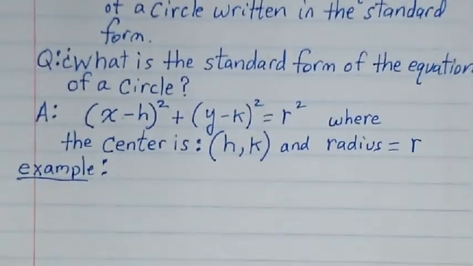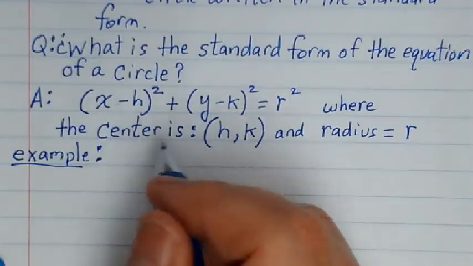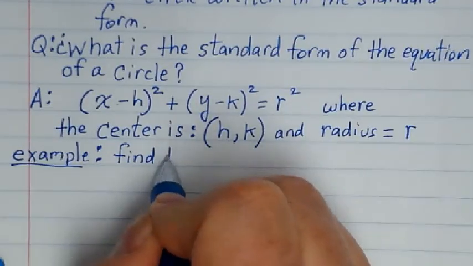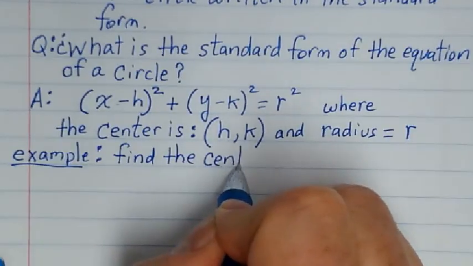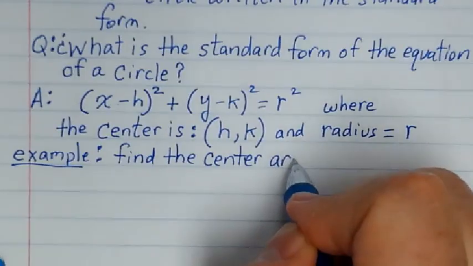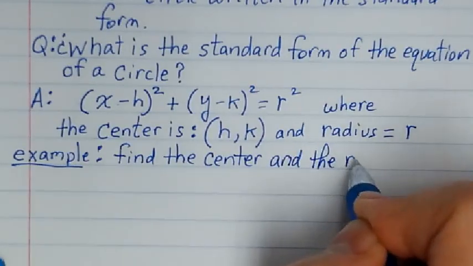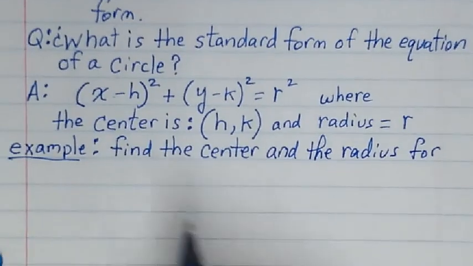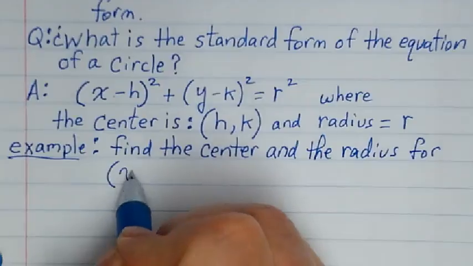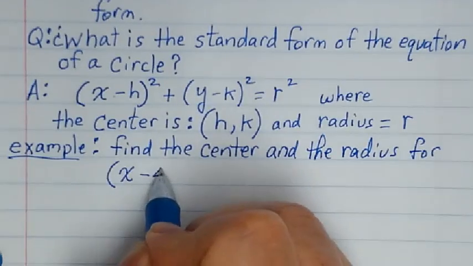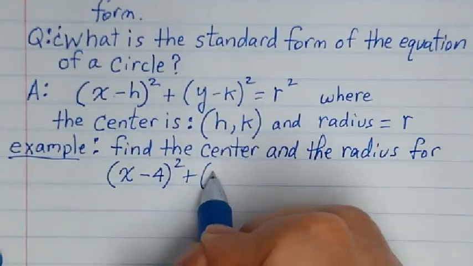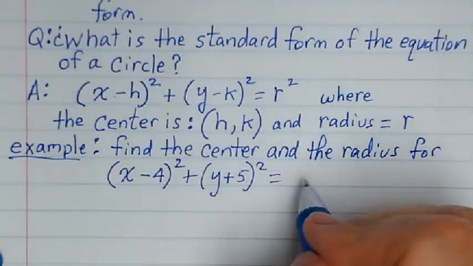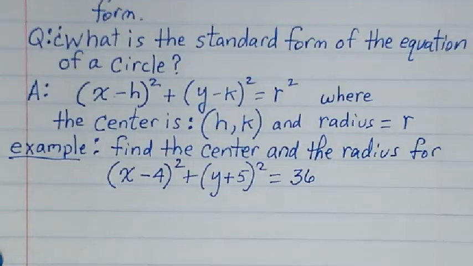An example of a question would be like, find the center and the radius for, and then the equation might look like this. (x minus 4) quantity squared plus (y plus 5) quantity squared equals 36. Okay, copy that down.